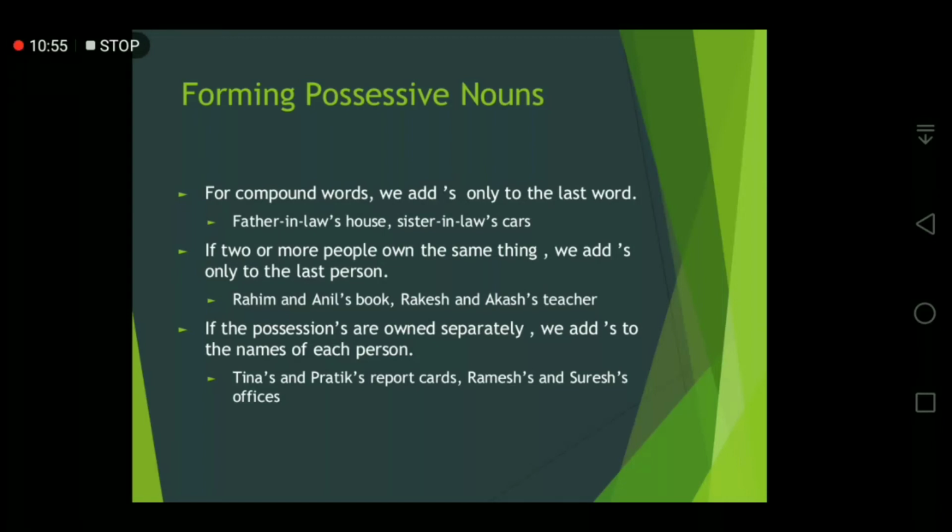So many compound words are also there, like passerby. In this case, we have to add only apostrophe s at the last word. Remember, at the last word, we have to use the apostrophe s.